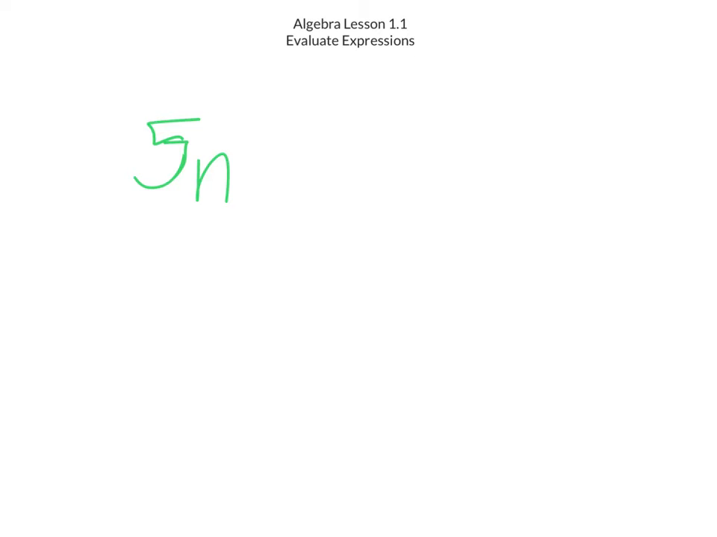What does this mean? 5 with the letter n next to it. What kind of math is this? You guys remember? When you have a number next to a letter, it means multiplication. So this would be 5 times n. Okay? You have to write that? Yes. Anything I write up here, you write.